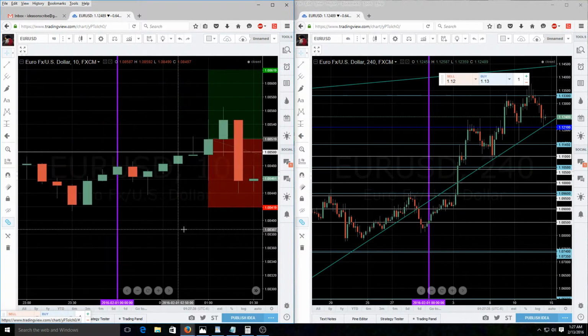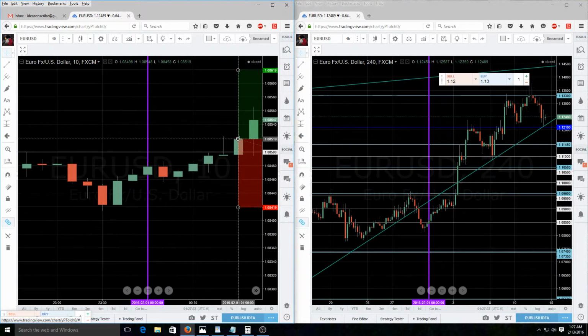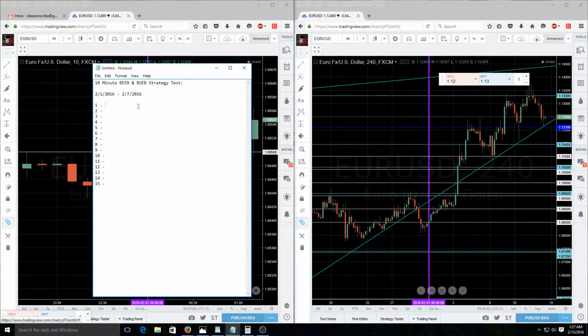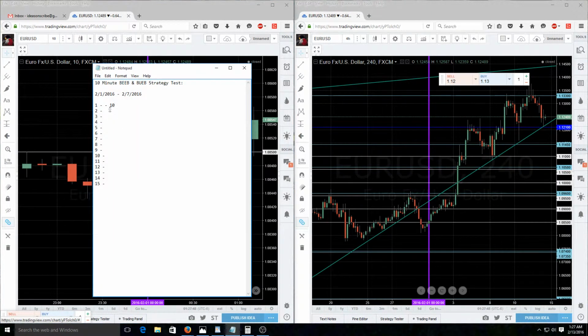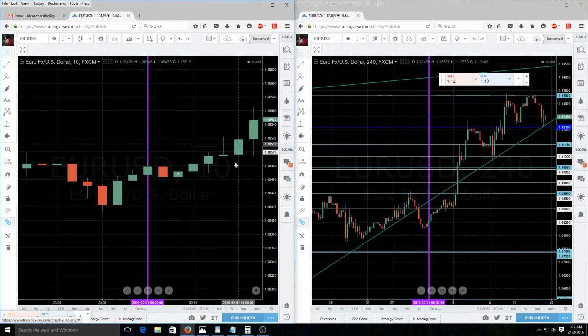So I'm going to go back. My first trade is a loss. 10. I want to make that more apparent here because I put it in negatives. Okay, so all right, let's move along. Let's go full screen.